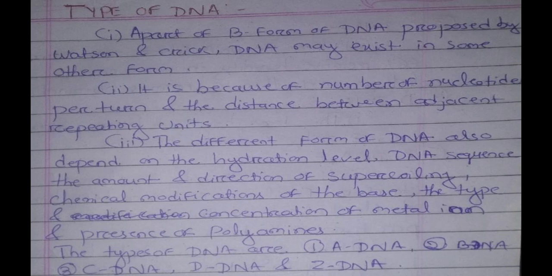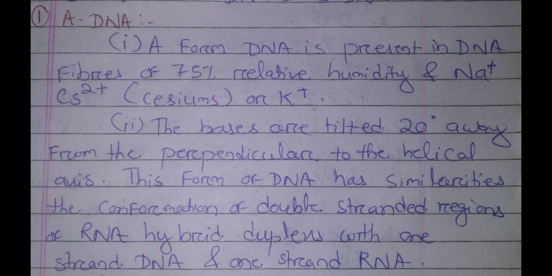So first of all we learn about what is A DNA. A form DNA is present in DNA fiber at 75% relative humidity and sodium ion, Cs plus or cesium ion, or K plus ion or potassium ion. The bases are tilted 20 degrees away from the perpendicular to the helical axis. This form of DNA has similarities to the conformation of the double-stranded region of RNA, a hybrid duplex with one strand DNA and one strand RNA.